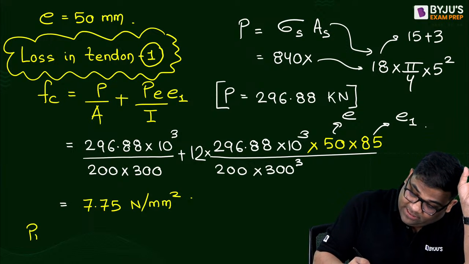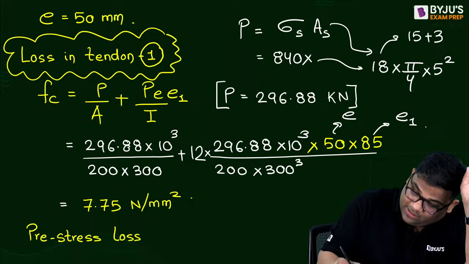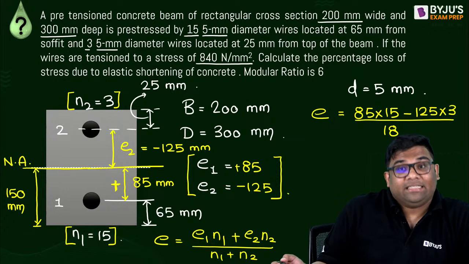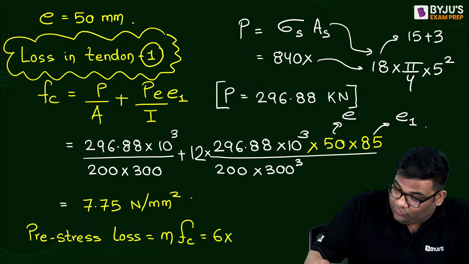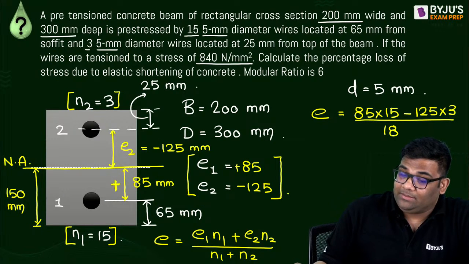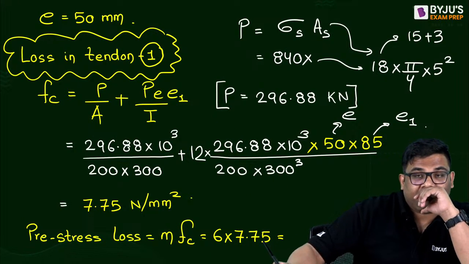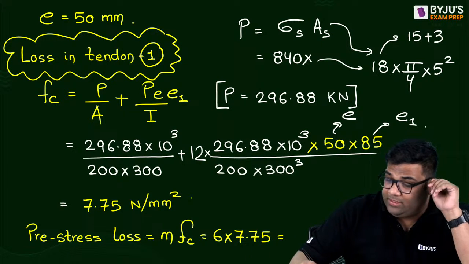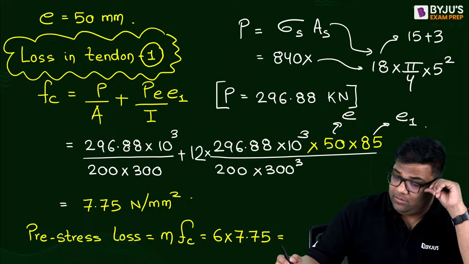So what is the pre-stress loss? You have to multiply by the modular ratio. And the modular ratio is given as 6. So 6 into 7.75. What is the loss of pre-stress in tendon 1? How much are you getting? Tell me. Very easy, just multiply 6, 46.5.